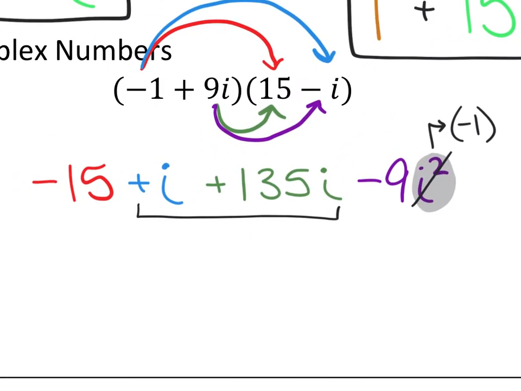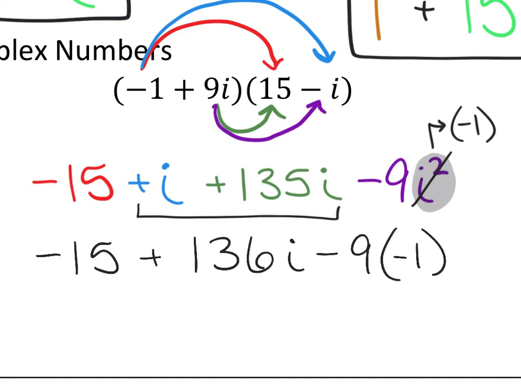Okay, we're going to do both of those things in one fell swoop. So we're doing 2 steps in one. The next line of my equation would say negative 15 plus 136I minus 9 times negative 1. Whoa, where'd the 136 come from? Yeah, 1 plus 135. I combined my like terms in the center and made one term out of them. Where'd this negative 1 come from? And where'd the I squared go? I squared is negative 1, so we can just, bloop, bloop, replace them.